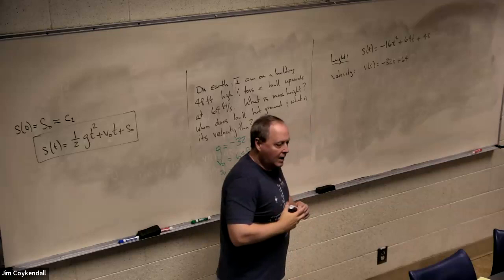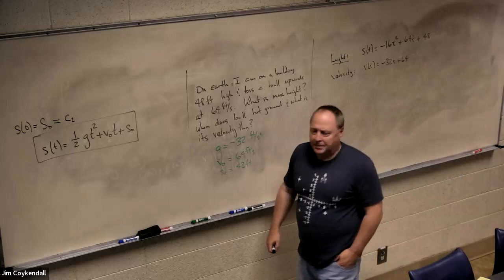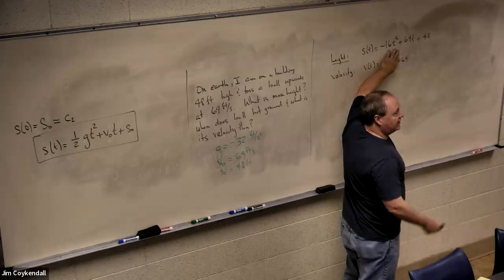My velocity is just the derivative of my position function. So I throw my ball up. Notice this kind of makes sense, because when I start the clock at 64 feet per second, I popped it up, which is what I said.